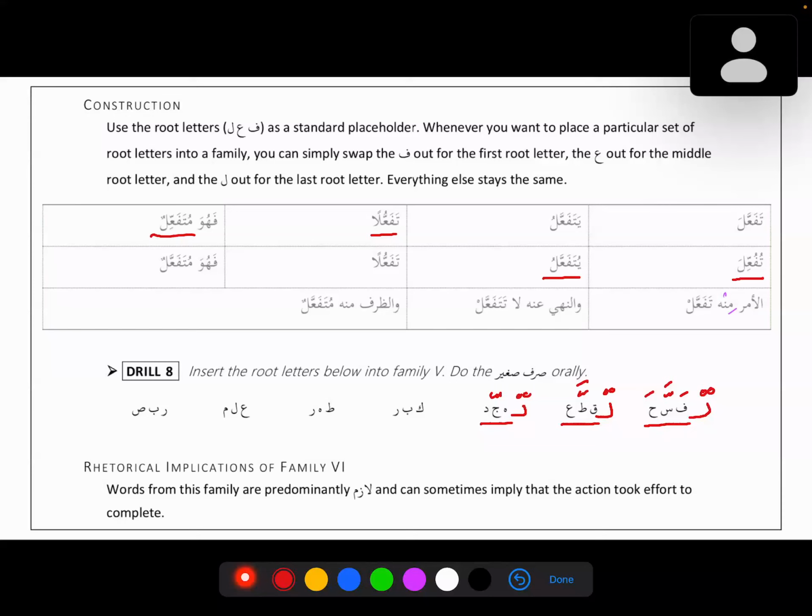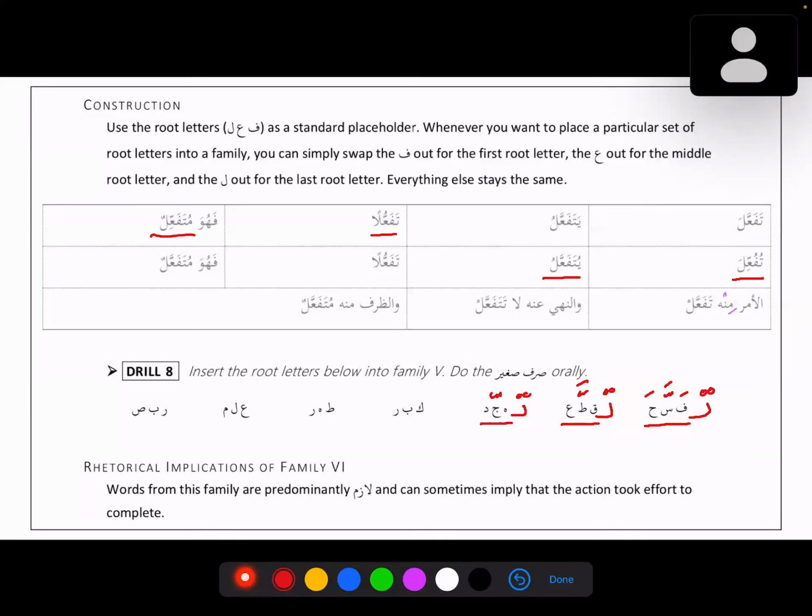Okay, so let's see what it actually means literally. Let me check. Tahajjud means to struggle, jahda. No, that's jahad. This is not jahad. This is ha, jim, dal.